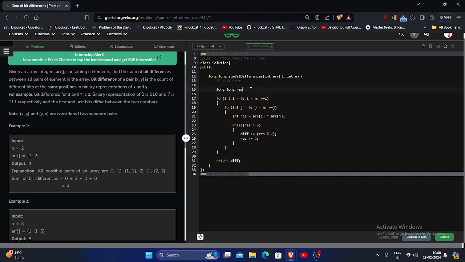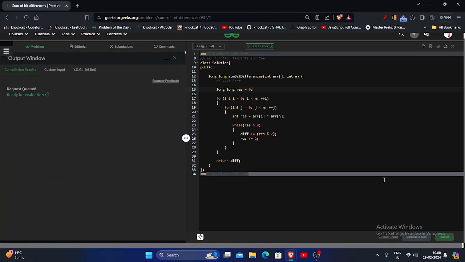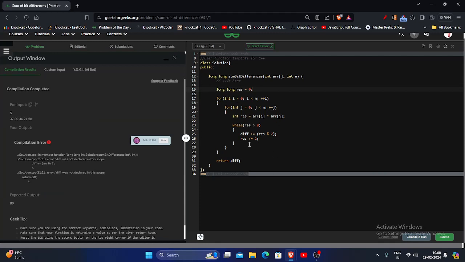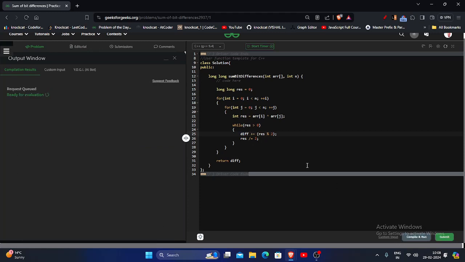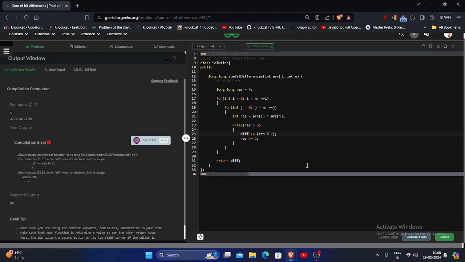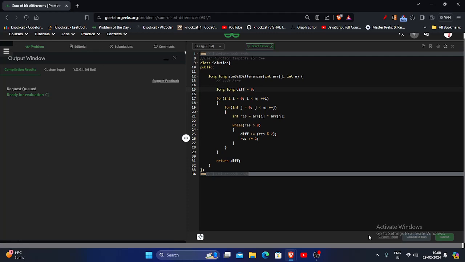And it would be long res equal to 0. And if I compile, I think this would be working fine. Should be diff. Okay, but I am doing diff plus equals res. The variable was diff there. So that for this case, I am getting the right answer. So this would be the brute force. I hope this is clear for you.